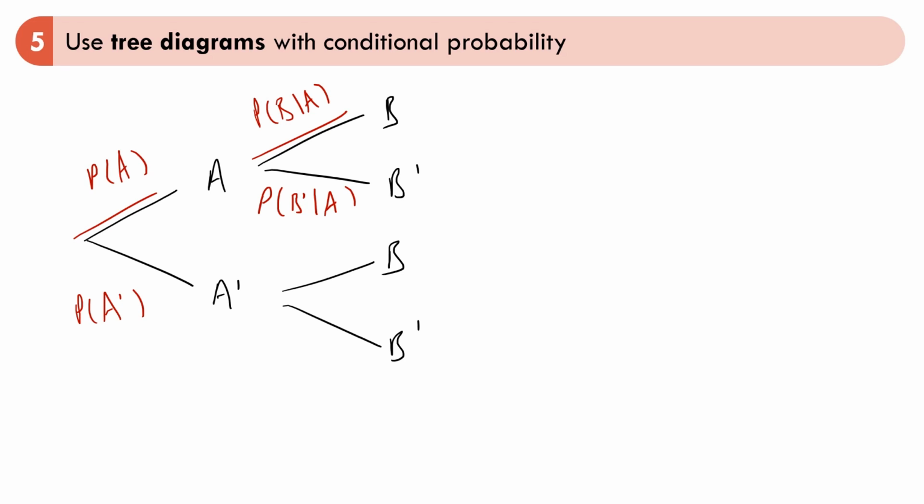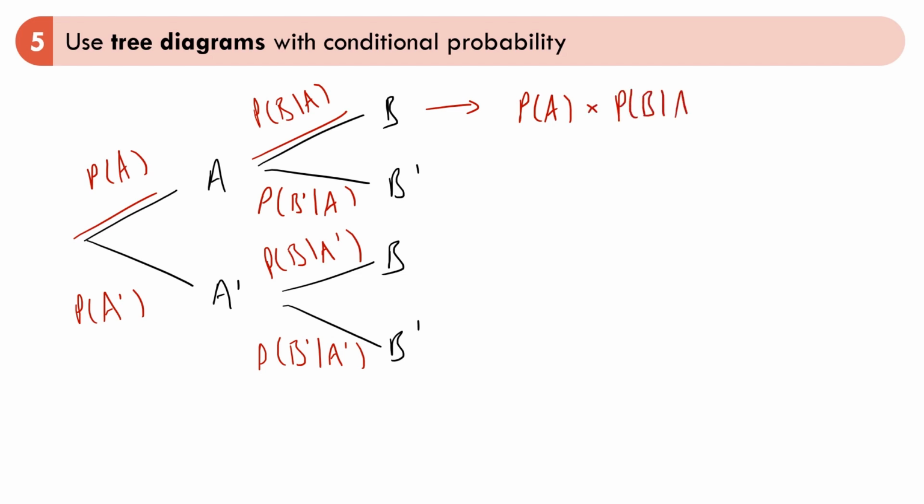And on the other side, we have the probability of B happening given that A dash has happened. And here we have the probability of B dash happening given that A dash has happened. And from this, we can see that the multiplication formula for conditional probability applies. Following this top branch gives us that the probability of A times the probability of B given A is equal to the probability of A intersection B. So the probability of A and B both happening.